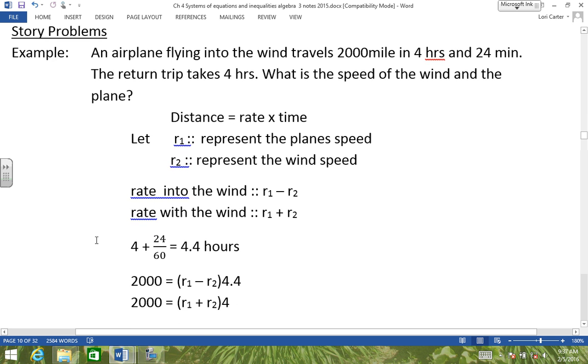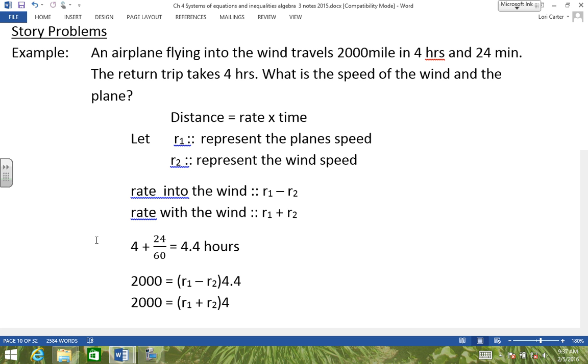Here you go. Story problems, your favorite. Okay, airplane flying into the wind. So that means you have wind resistance, correct? Sure. 2,000 miles, 4 hours and 24 minutes. What formula are we using?